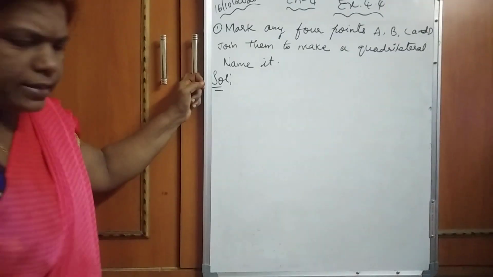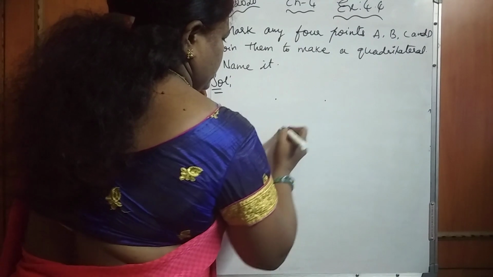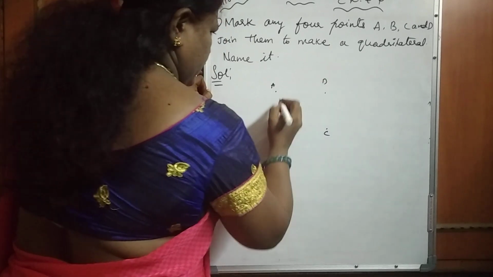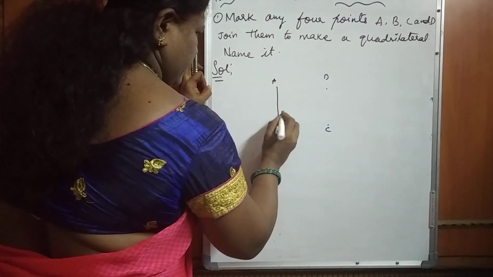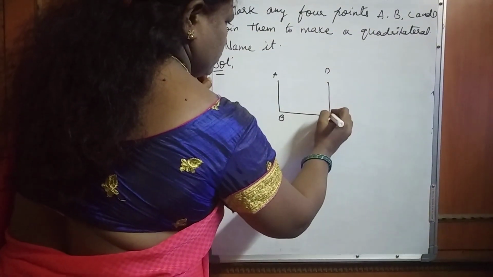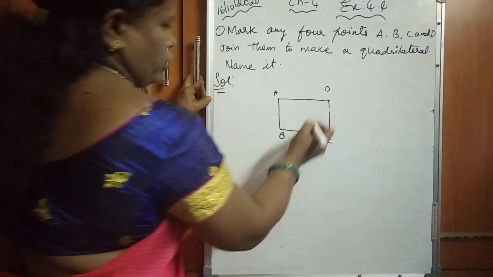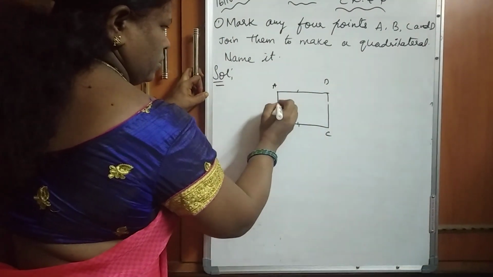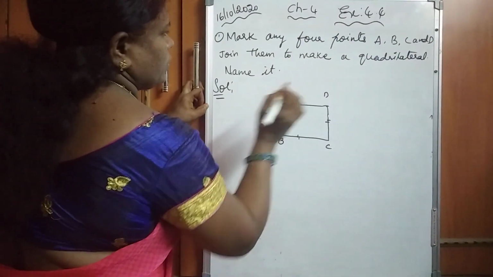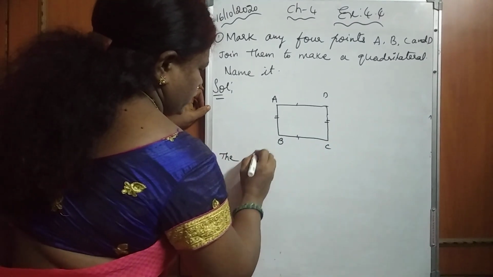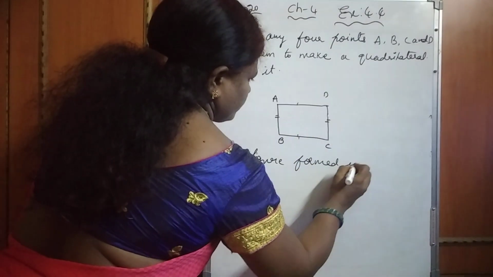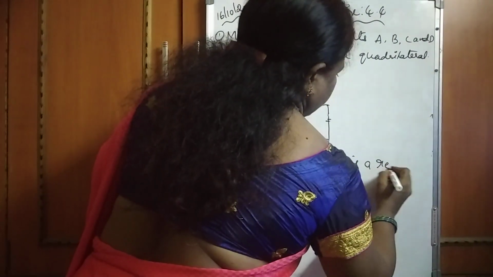I select as a rectangle. So I will place in this manner only. A, B, C, D. I'll join A, B, then B, C, so here opposite sides are equal. So it is a rectangle. The figure formed is a rectangle.